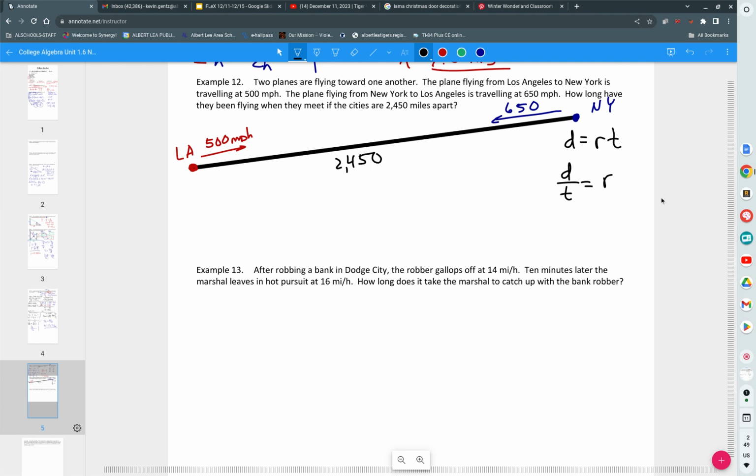And you could also switch it and divide both sides by t or by r, and you get distance divided by rate is equal to time. So what I know is that the time of the LA plane equals the time of the New York plane.